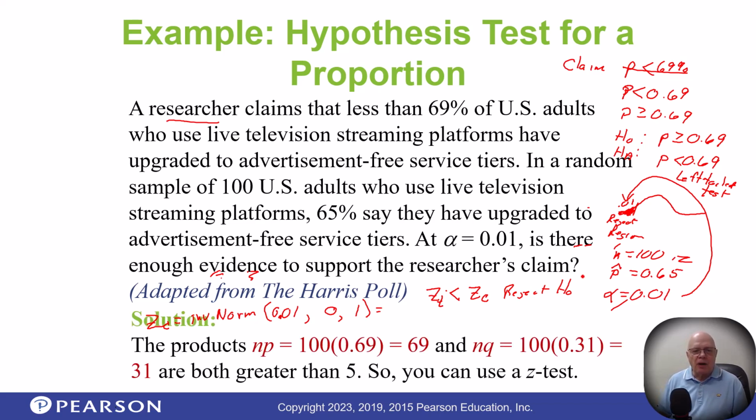All right, the products. We've got to check this. The 100 times the 0.69, we're good. We're over 5, way over 5. 100 times 0.31, what is the 0.31? The 0.31 is 1 minus 0.69. Both of those are greater than 5, so we're ready to use a z-test.